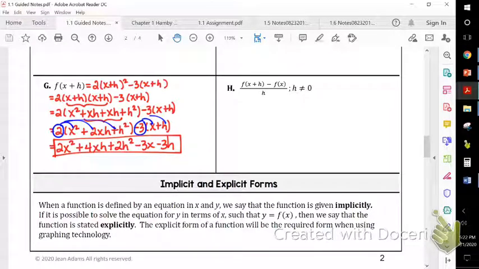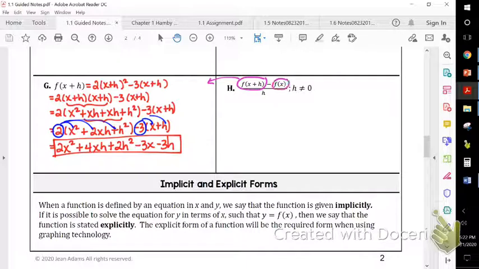And check out H. H is what they call the difference quotient, okay? And it's using calculus. We're not going to do anything with it except for just simplify it. So we need to know some pieces of it first. Do we know f of x plus h? Yes. We just solved it in G, right? If we didn't, we would have to find it.